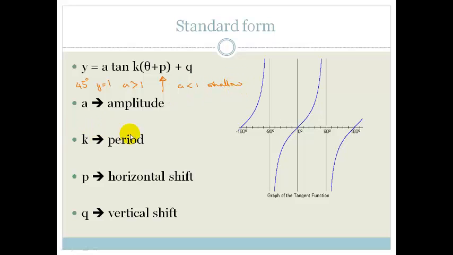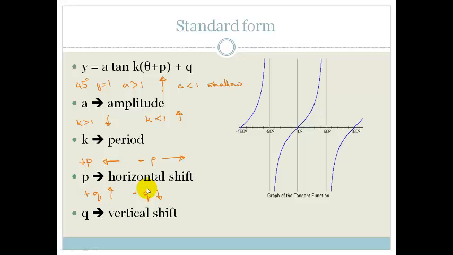Your period, we've spoken about before. The period affects how squished up or how stretched the graph is, if you want to think of it that way. So if your k is bigger than 1, what happens to your period? Your period decreases. Whereas if k is smaller than 1, the period increases. A horizontal shift is what we've just been doing in this lesson. So if it's plus p, it moves the graph to the left, where if it's minus p, it moves the graph to the right. And a plus q obviously moves the graph up, and a minus q moves the graph down.